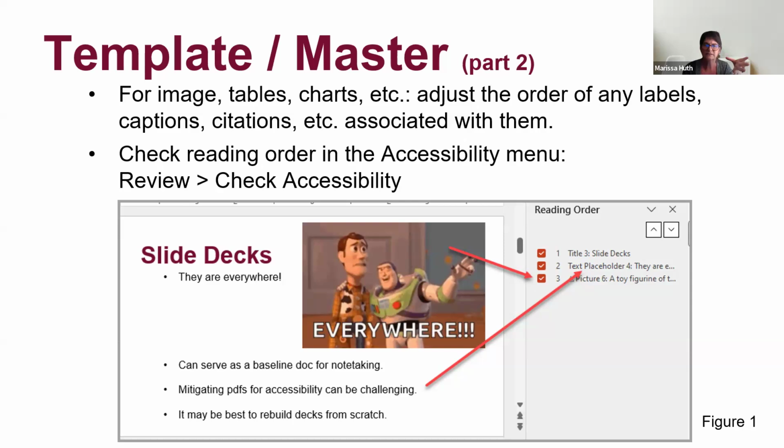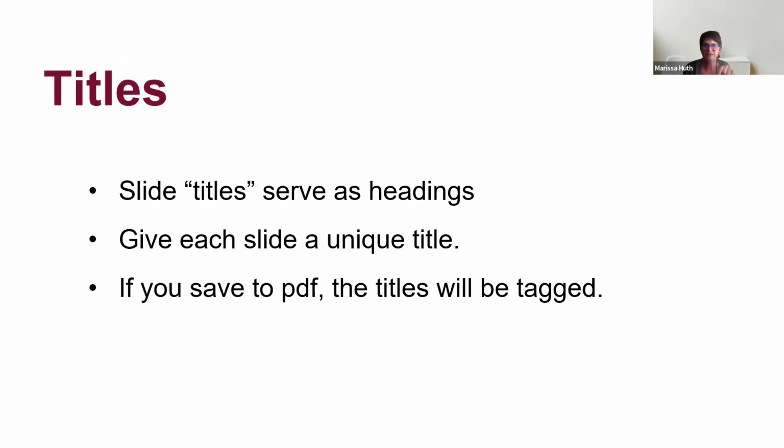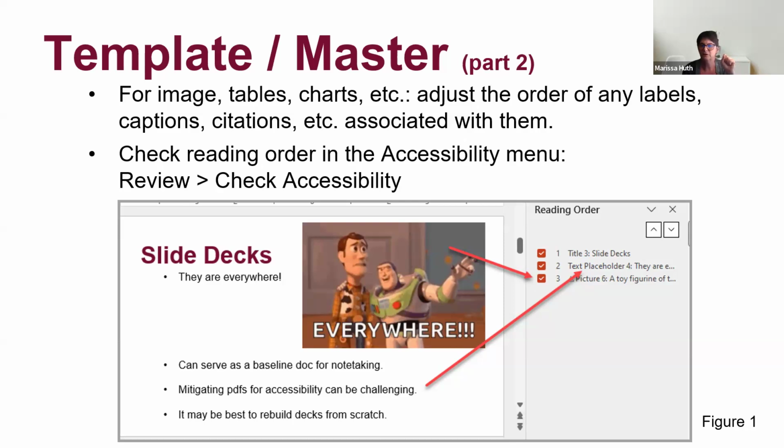So if you get slides that are created like this, you might want to rearrange the order that particular text box is in, so that it will be read before the image. That way the user gets an introduction that the next thing is going to be an image or a table or whatever it is. Also, you'll be able to check this in the Check Accessibility tool when we get to that.